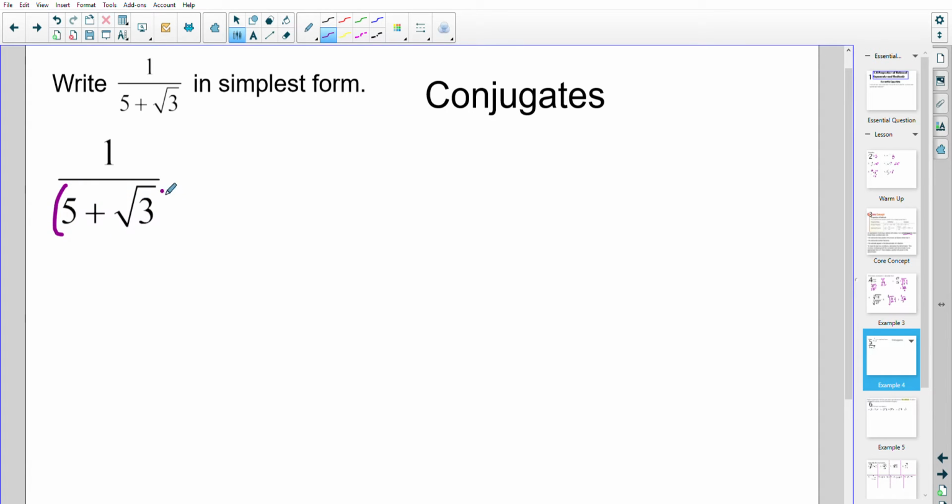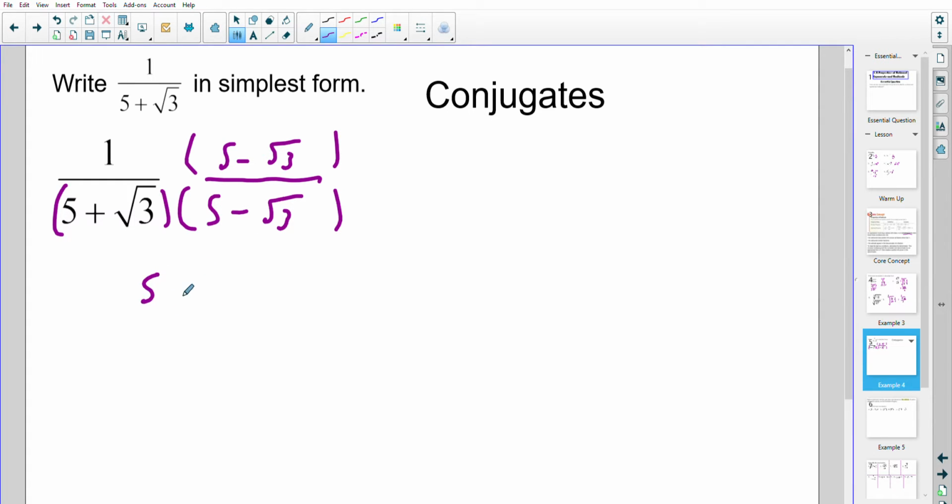How do you do it? You're going to multiply the top and the bottom by the conjugate of the denominator, 5 minus square root of 3, which means that the top is 5 minus square root of 3. The bottom, 25. Notice what happens. 5 square roots of 3, negative 5 square roots of 3 cancel out, and you're left with minus 3. So 5 minus square root of 3 over 22.